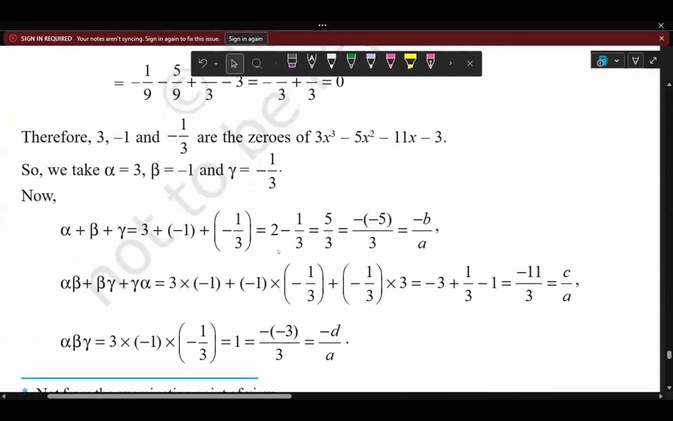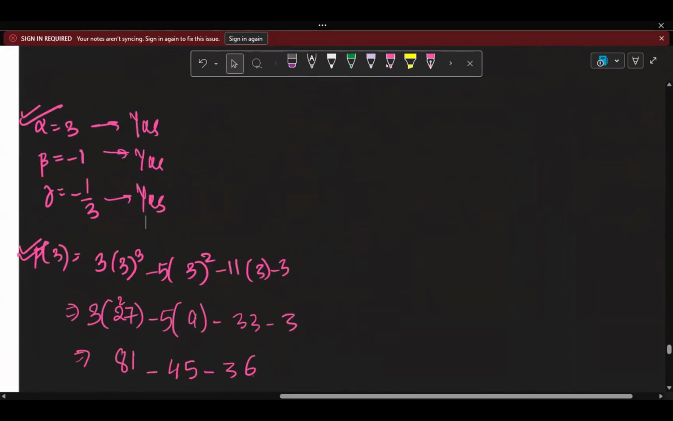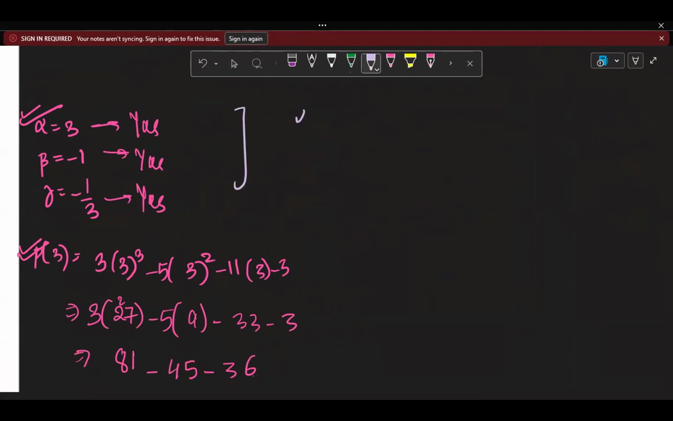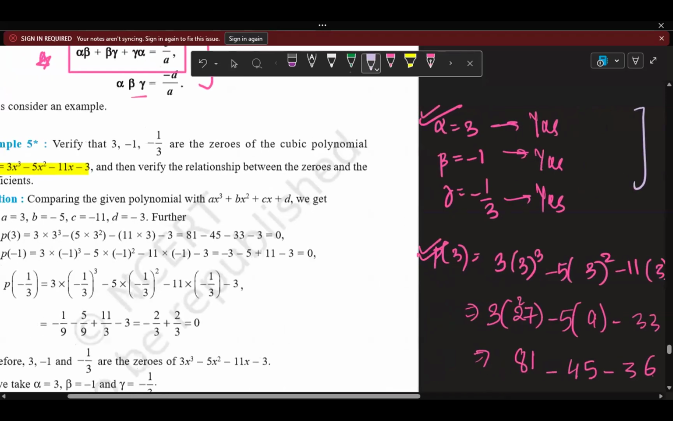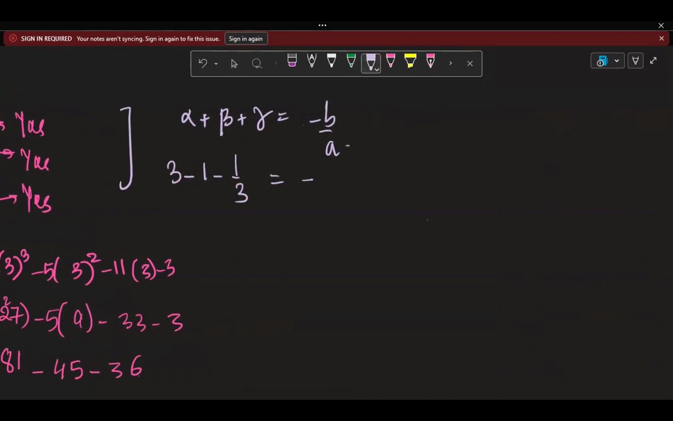So next, you have to basically verify the relationship between zeros and the coefficients. So again, that's very easy. What was the formula for alpha plus beta plus gamma? Who will tell me? Minus B by A. Minus B by A, very good. So alpha plus beta plus gamma is 3 minus 1 minus 1 by 3, which is equal to minus B by A. Minus 5 is the value for B and 3 is the value for A. So that becomes 5 by 3, right?